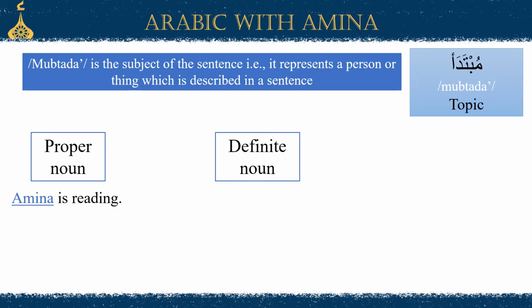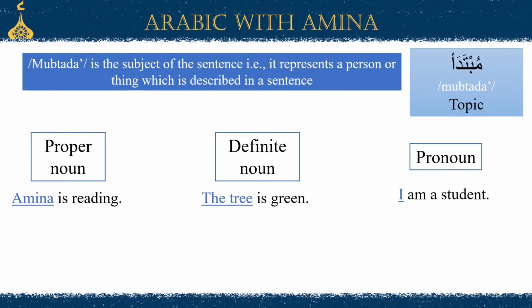Or a definite noun. A definite noun is one that is defined by "the" or by other ways, which I cover in a totally different lesson. For example, the tree is green. Or it can be a pronoun. For example, I am a student. The topic and subject of the sentence is "I."